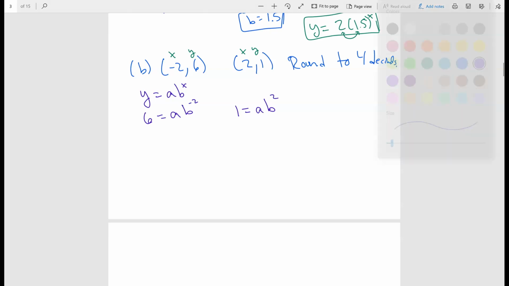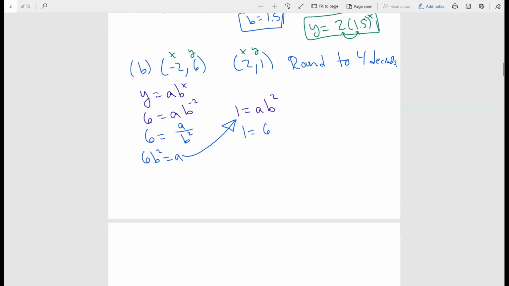All right. So remember that when you have a negative exponent, you can always bring it to the bottom. So you have a over b squared. I'm going to multiply by b squared on both sides, so you're going to have 6b squared equals a. And now you can plug it into the other one. So you're going to have 1 is equal to a, which is 6b squared, times b squared. So you have two of them in there. So this is going to give me 1 is equal to 6b to the 4th power.